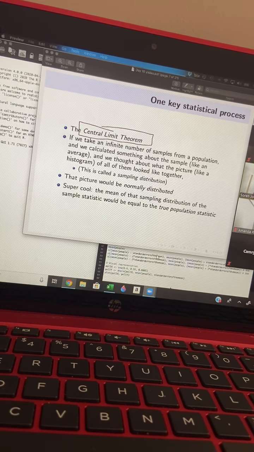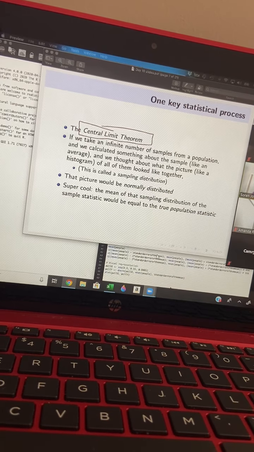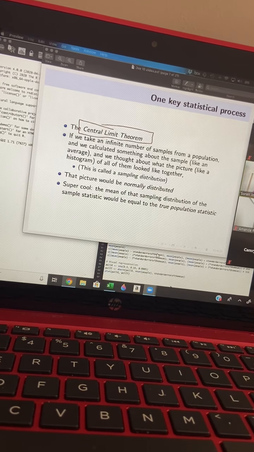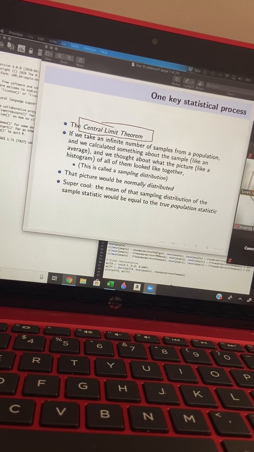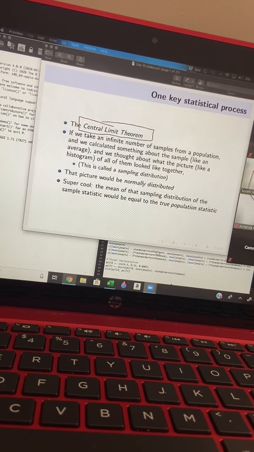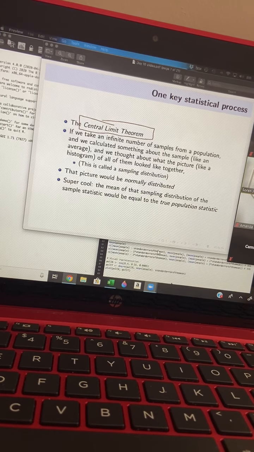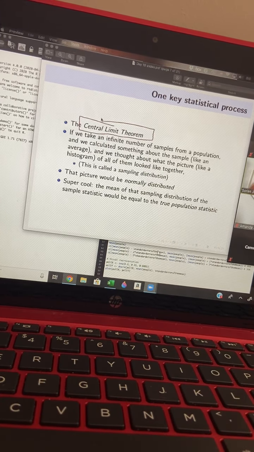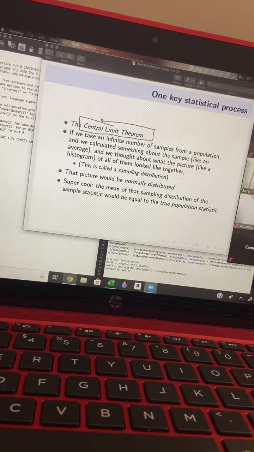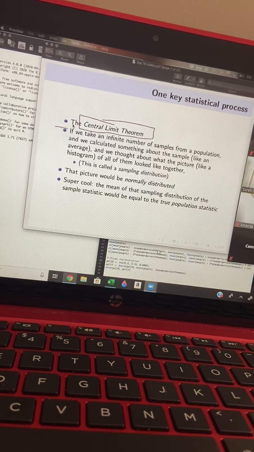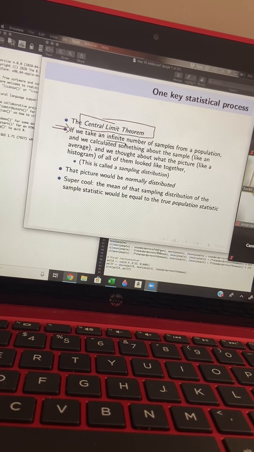If we take a lot of samples, technically an infinite number, because math, if you've ever seen math proofs or statistics proofs, they're all about what would happen if you did things an infinite number of times. Remember Mean Girls, where she's like, the limit does not exist? They're all about what happens in the limit of doing things a lot of times. This is the behavior of what happens if you take lots of samples.